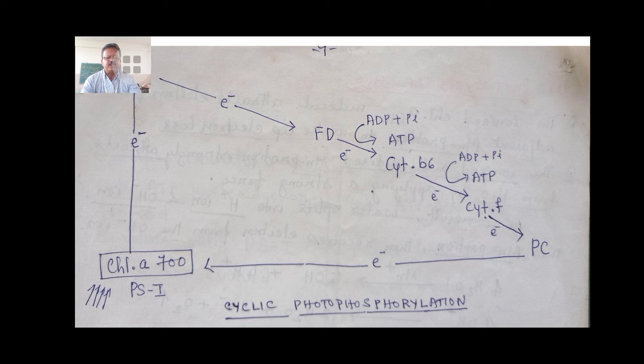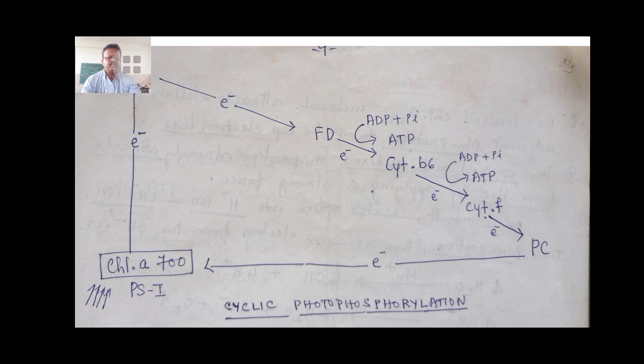Next, cytochrome B6 transports the electron to cytochrome F. During this time also, some amount of free energy is released, and that free energy gets absorbed by both ADP and inorganic phosphate molecule and produces ATP through photophosphorylation once again. So between FD and cytochrome B6, and between cytochrome B6 and cytochrome F, we can see the generation of ATP molecules through photophosphorylation.